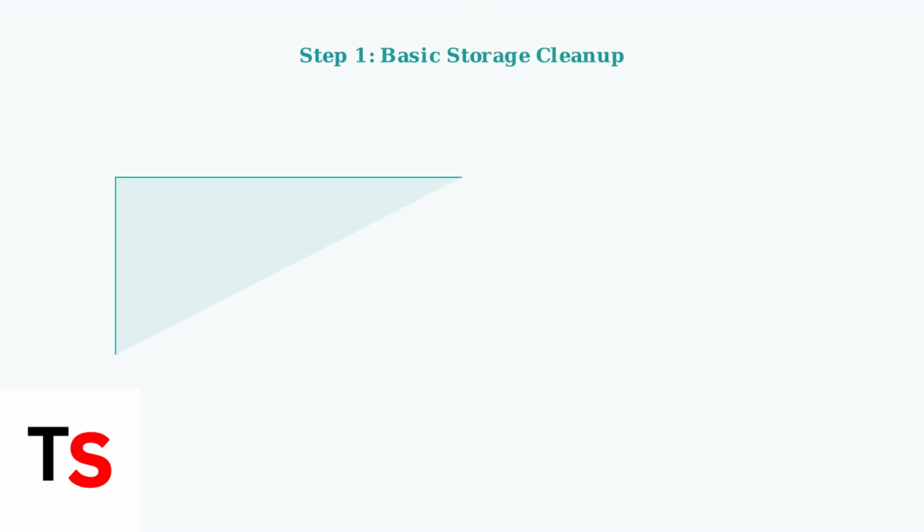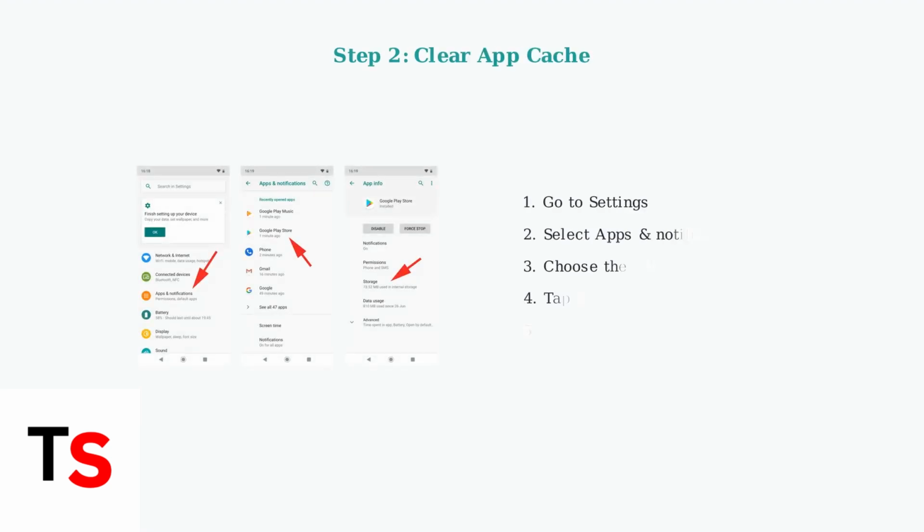The first step in fixing low memory issues is basic storage cleanup. Start by uninstalling any unused apps and games that are taking up valuable space on your headset. Next, clear the cache for individual apps. Navigate to Settings, then Apps, and select the app you want to clear cache for. This removes temporary files that may be consuming unnecessary space.